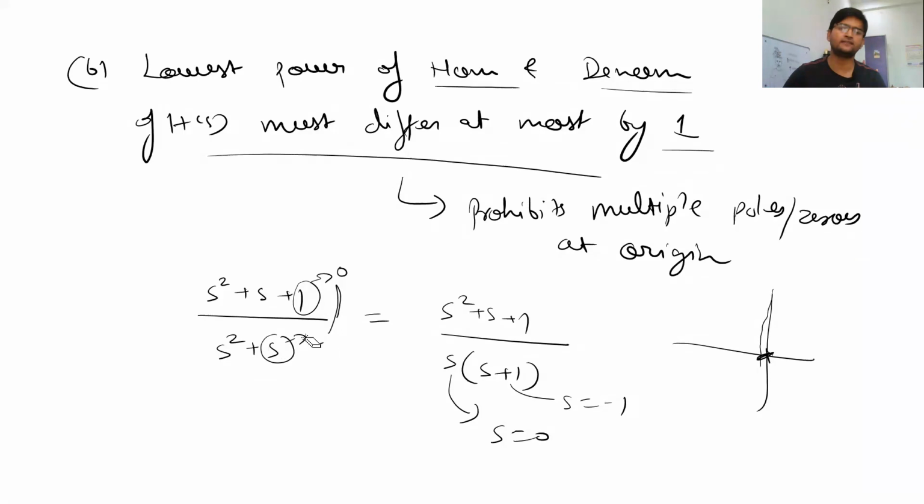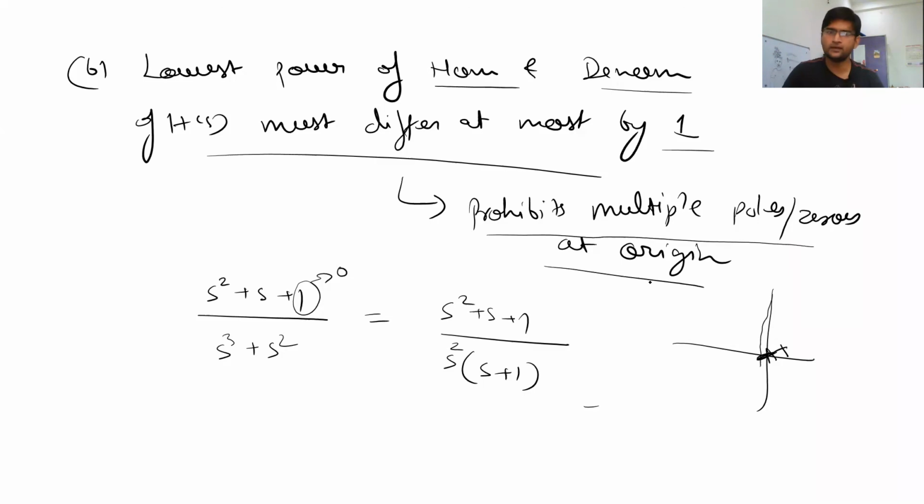But in some cases, suppose you have something like s cube plus s square. What will happen in this case? You can take s square as common, and you will get s plus 1. So you will get 2 poles at the origin. If you convert this function into the time domain, you will see that the system will become unstable. That is why the second condition is that the lowest power of numerator and denominator of H(s) must not differ by more than 1. This will prohibit multiple poles or zeros at the origin.